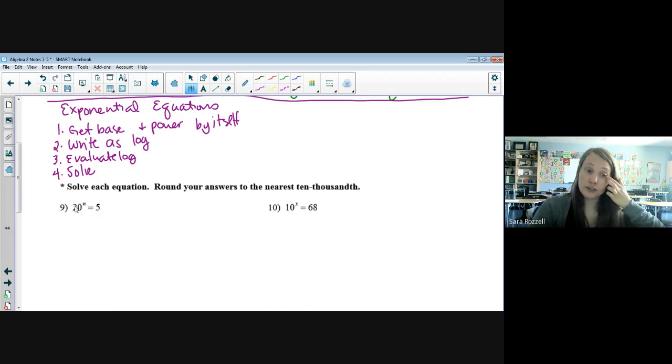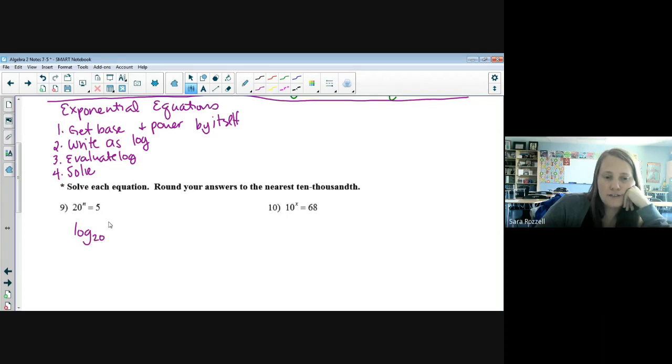All right, so our first one, do we have a base and a power that's by itself? There's nothing else with it. Is it just a base and a power? Yep, so step 1 is done. So we're going to write this as a logarithm. So what is our base? On our first problem, our base is, anybody want to mouth it? Yeah, it's 20. So we're going to do log base 20 of 5 is equal to n.